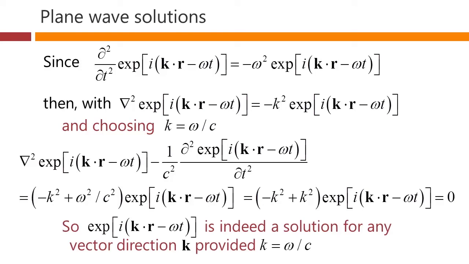So we verified that this plane wave is indeed a solution of our wave equation for any vector direction k, provided that the magnitude of k is equal to omega over c. So we've checked that these plane wave solutions are indeed solutions of our three-dimensional wave equation.